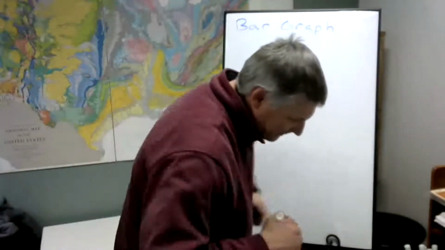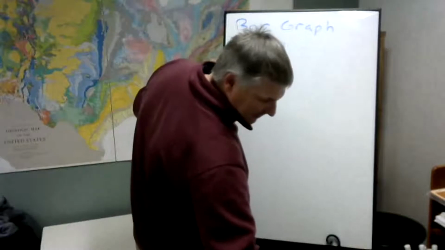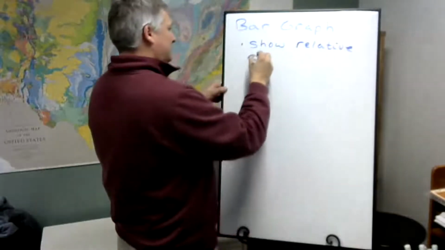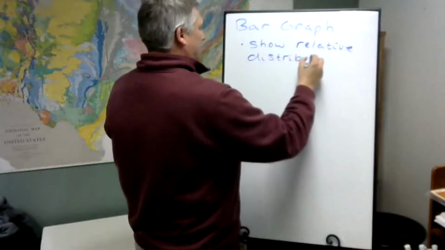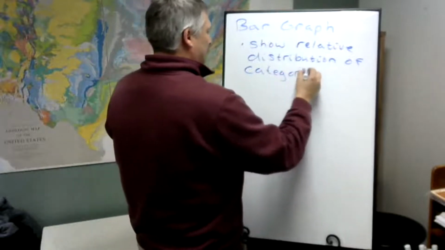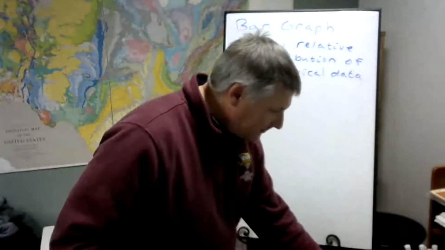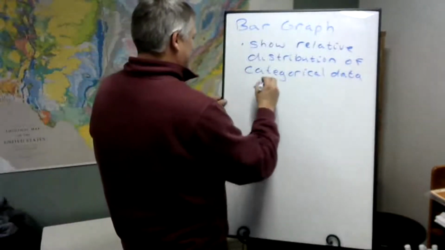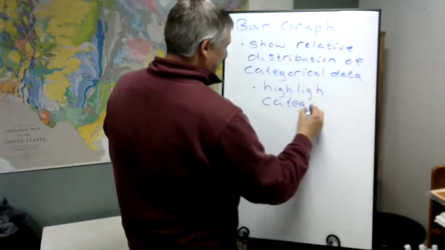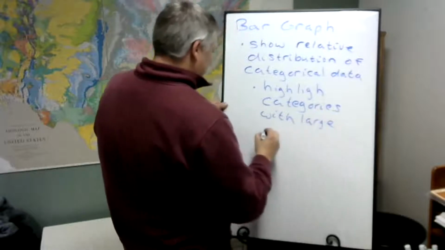So a bar graph is going to show the relative distribution of categorical data. And what it's typically going to highlight is categories with large frequencies.